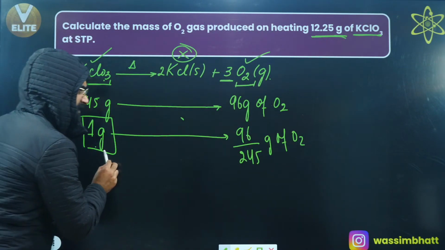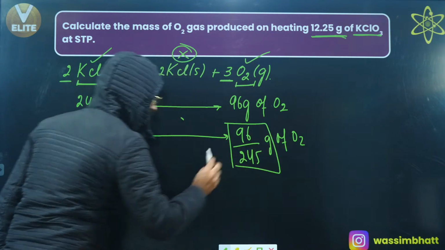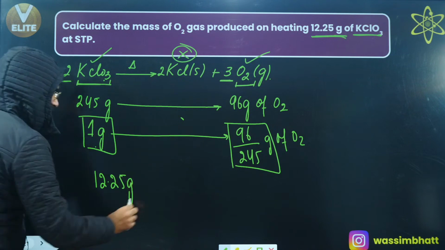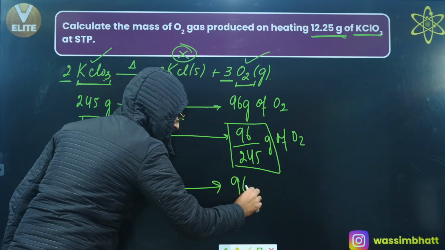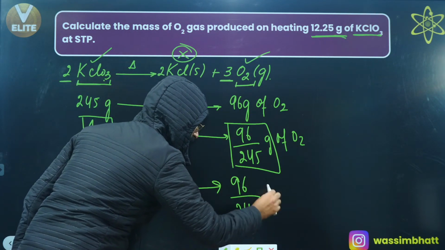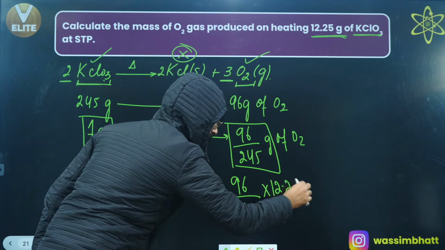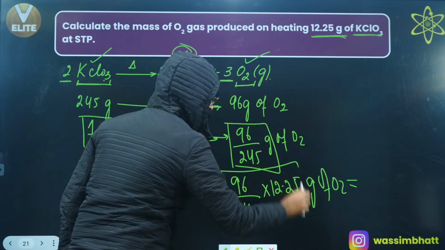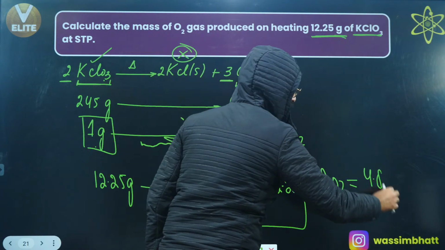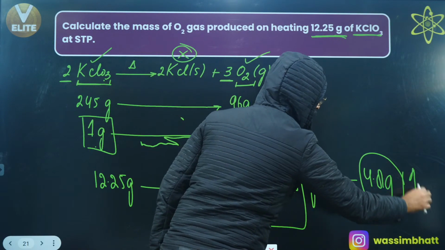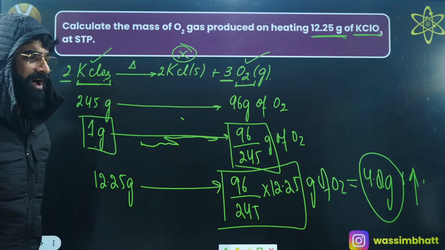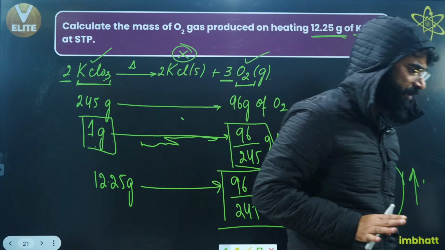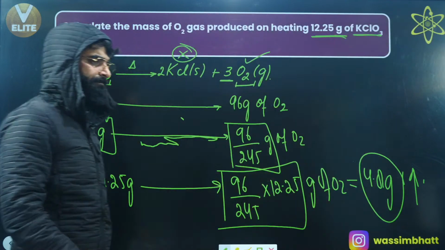If 1 gram of KClO3 is giving me these many grams of oxygen, can I say 12.25 grams of KClO3 are going to give me 96 divided by 245 multiplied by 12.25 grams of oxygen, and when you solve this term, it will again come out to be 4.8 grams. So finally, 4.8 grams of oxygen are being liberated over here, right? Is it simple, my dear elites?